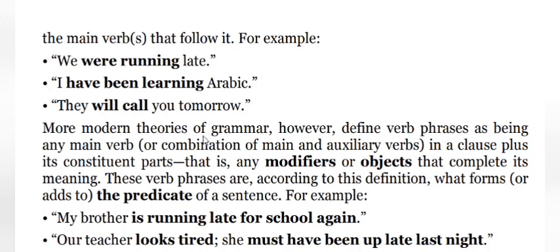In more modern theories of grammar, verb phrases are defined as any main verb or combination of main and auxiliary verb in a clause plus its constituent parts. That is, any modifiers or objects that complete its meaning. According to this definition, these verb phrases are what forms or adds to the predicate of a sentence.